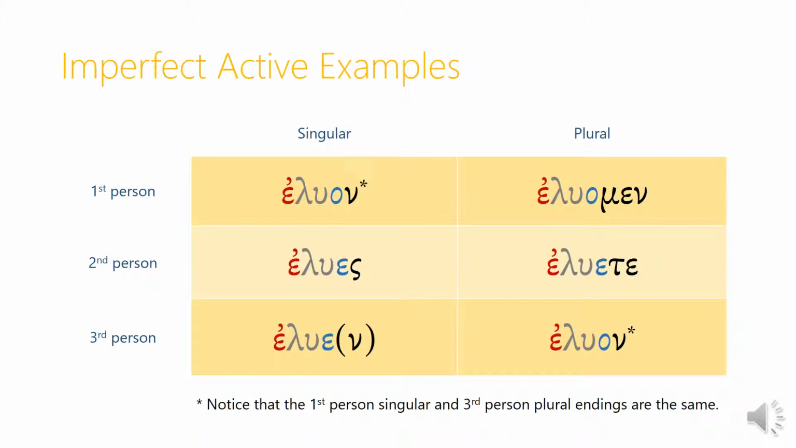As you can see, though, there's no surprise here. We make all of these forms just by taking the present stem of the verb, adding the augment on the beginning, keeping the regular connecting vowel, either omicron or epsilon, and adding on the secondary active endings that we did with the aorist verbs.